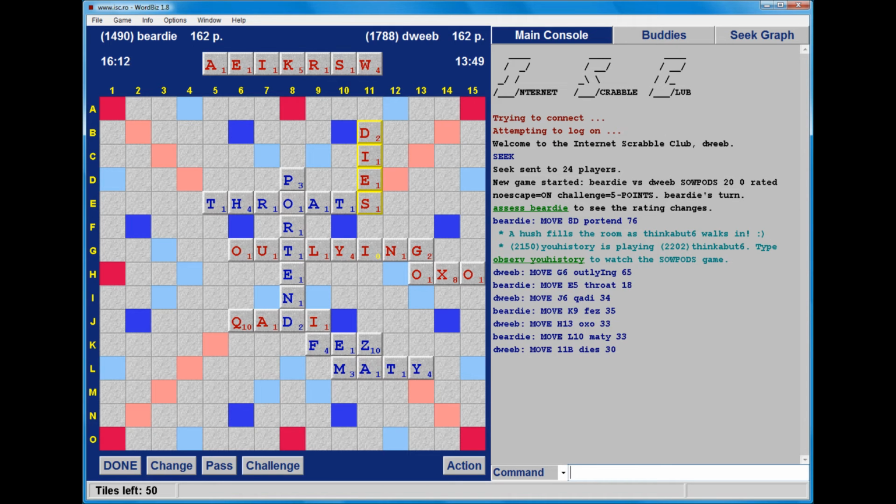AWK is good, and that would leave a rack leave of EIRS, which is quite nice. And I could play that over the G of outlying, placing the W on the triple letter square at F14. Only 22 points, but the rack leave is really good, especially with the floating D of dies.